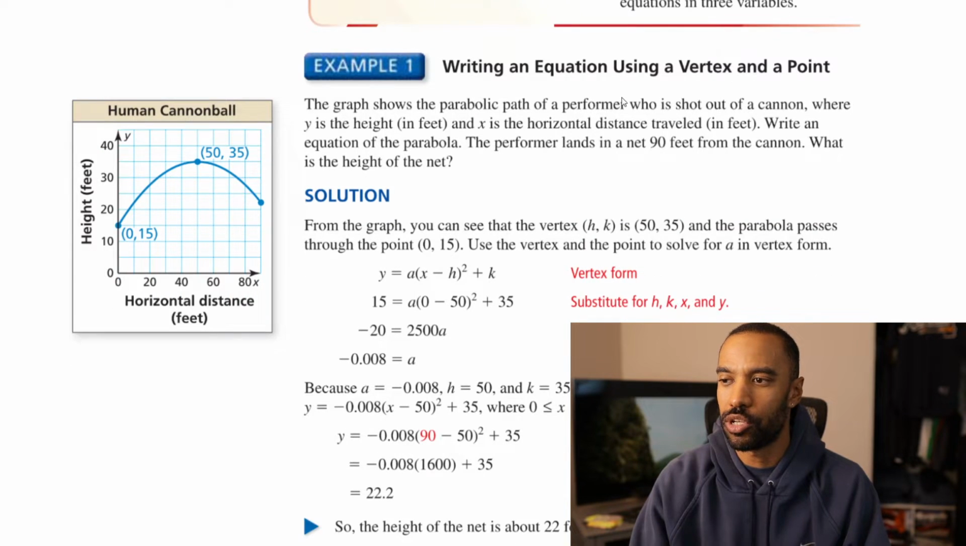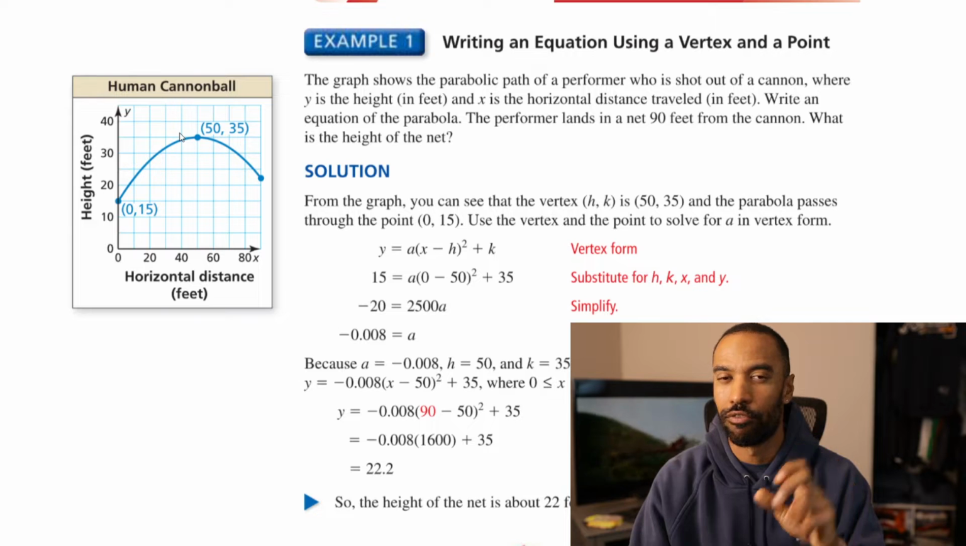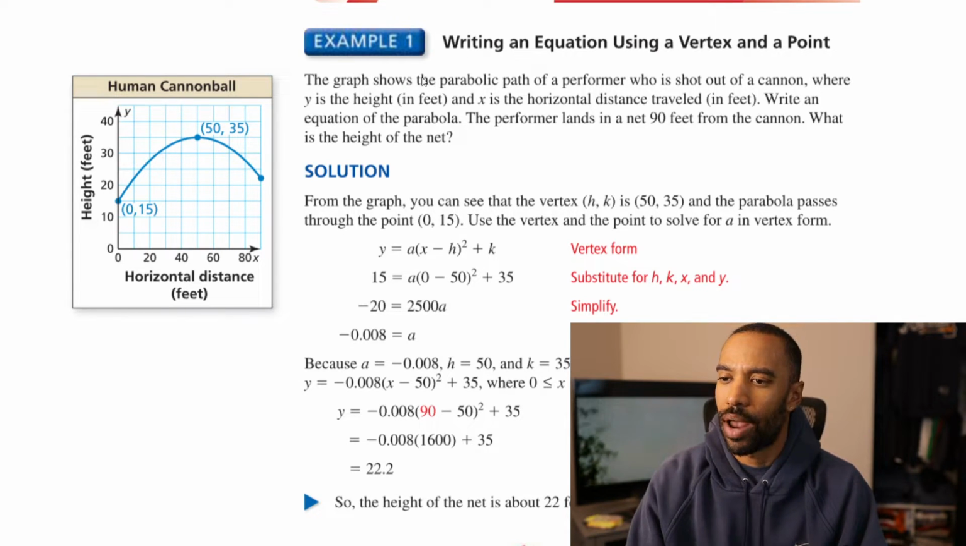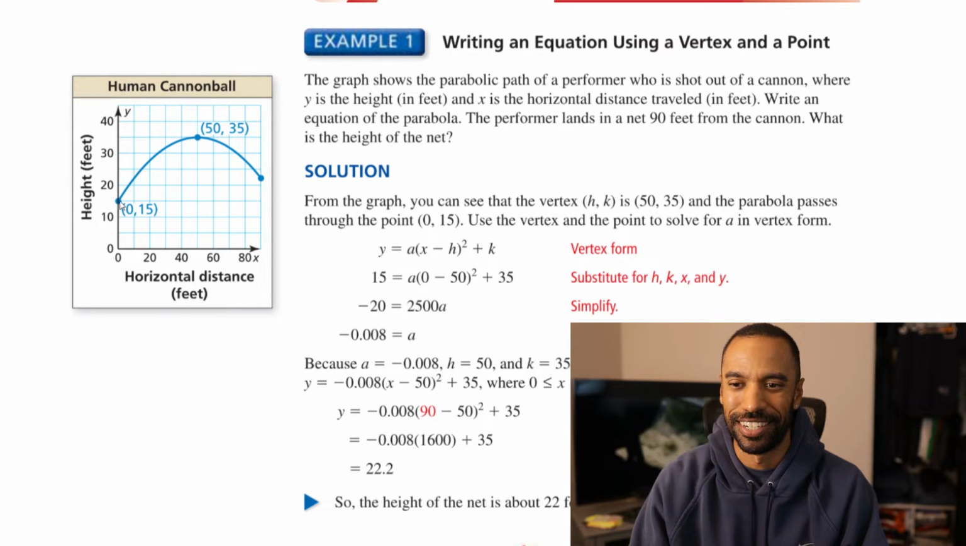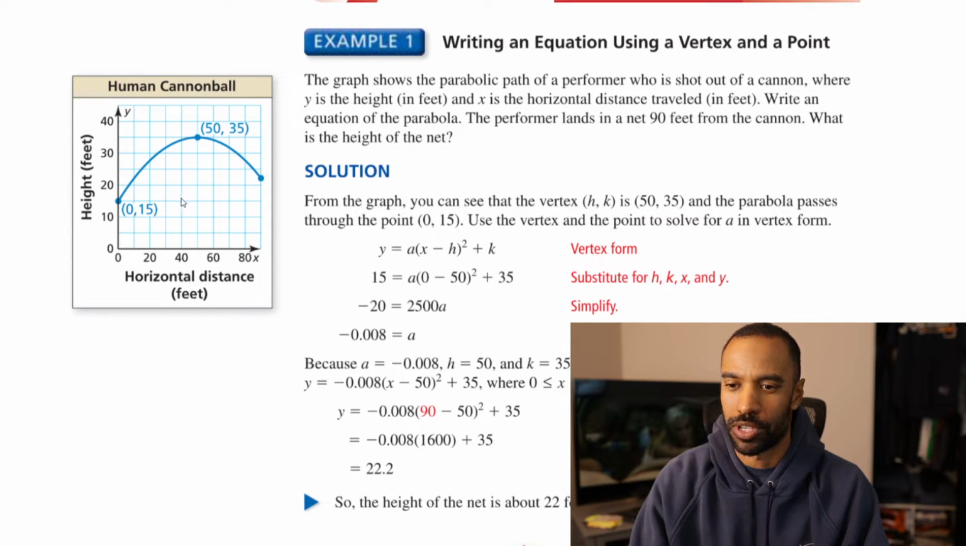All right, writing the equation using vertex and a point, and I will show you how I can do this in a graphing form based off what we've been doing on graphing. They're all one and the same. The graph shows the parabolic path of a performer who is shot out of a cannon, where y is the height in feet, x is the horizontal distance traveled in feet. So they're literally going that way. They hit a max height here. That's considered the vertex. They say write an equation of the parabola.